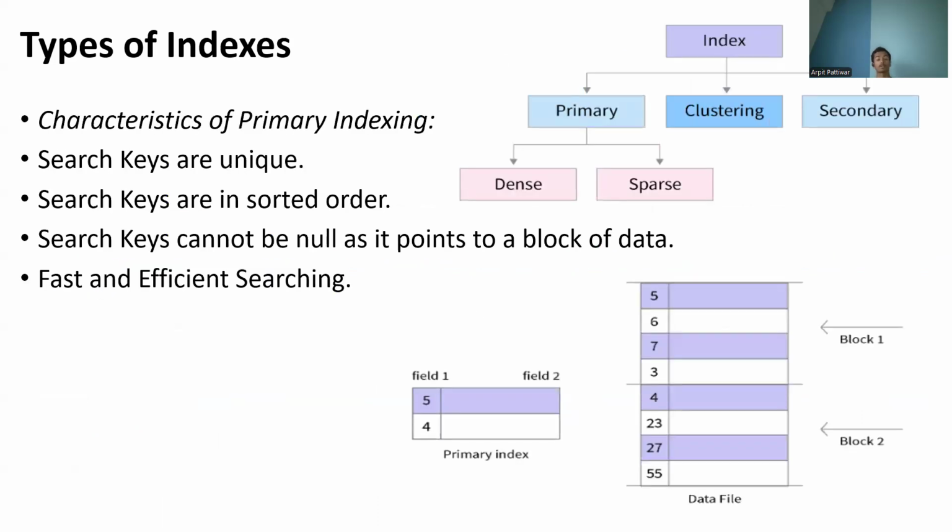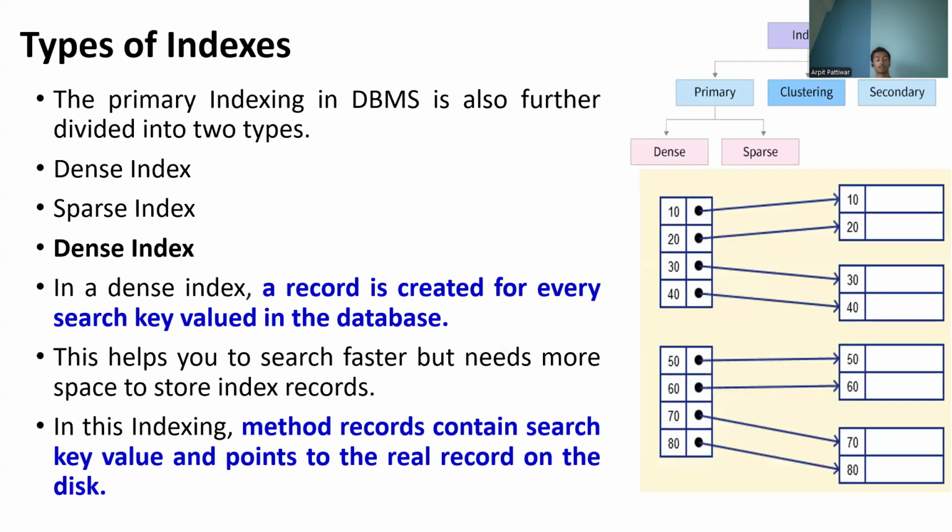Characteristics of primary indexing: search keys are unique, search keys are in sorted order, they cannot be null as they point to the block of data, and they are fast and efficient at searching. Primary indexing in DBMS is further divided into dense index and sparse index. In the dense index, a record is created for every search key value in the database. This helps you search faster, but leaves no space to store index records. In this indexing method, the record contains the search key value and points to the real record on the disk.